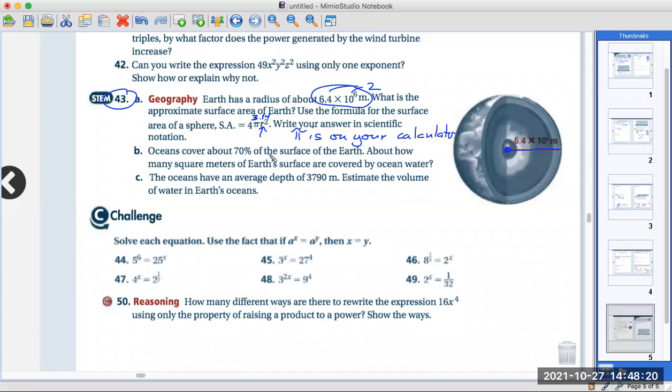So you can use that. All right, and then it says oceans cover about 70% of the surface. About how many square meters of Earth's surface are covered by ocean water? Ooh, you have to find 70% of your surface area. So you multiply the surface area by 0.7. That's 70%. The oceans have an average depth of 3,790 meters. Estimate the volume. Oh my goodness. Volume is always three-dimensional. You need something that goes into depth. So if this is the ocean, you always multiply this times this number times this number.